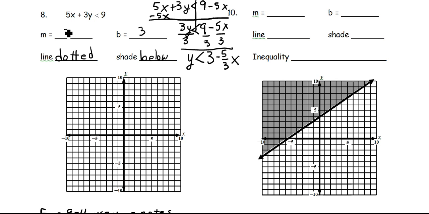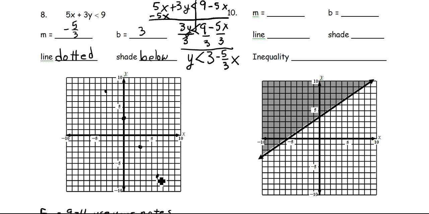So here we go. Let's find some points. We're going to first put our beginning point, 3, right there. We're going to go down 5, 1, 2, 3, 4, 5 over 3. Just like that. Again, down 5 and over 3. We're going to continue our pattern. Down 5, over 3. Now we're going to do our dotted line.